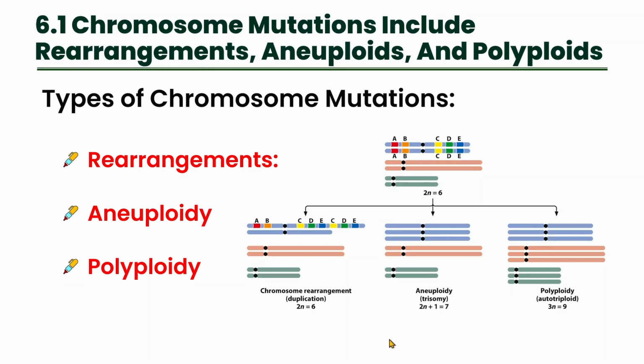Now that we understand how chromosomes differ in shape and structure, let's move on to what happens when the structure changes. These changes are known as chromosome mutations. There are several types of chromosome mutations. The main categories include, number 1, rearrangements, which involve changes in the structure of a chromosome. Next is aneuploidy, where the number of chromosomes changes, either missing or extra copies, and polyploidy, where there are whole extra sets of chromosomes. Each of these mutations can have major effects on how genes are expressed and how an organism develops.